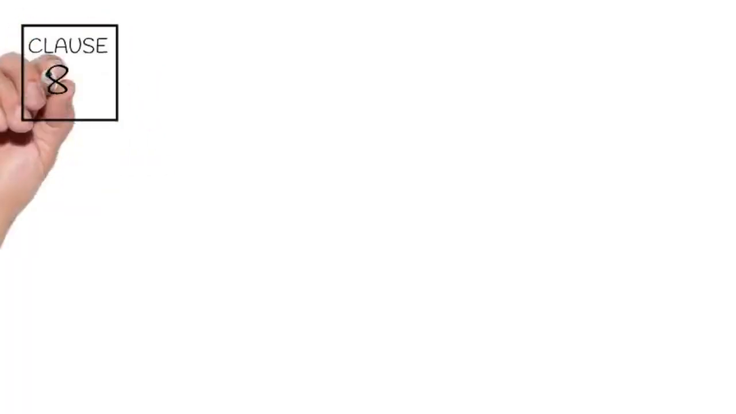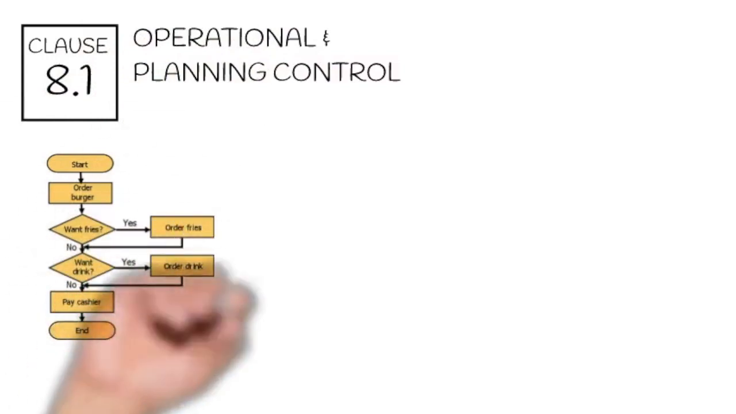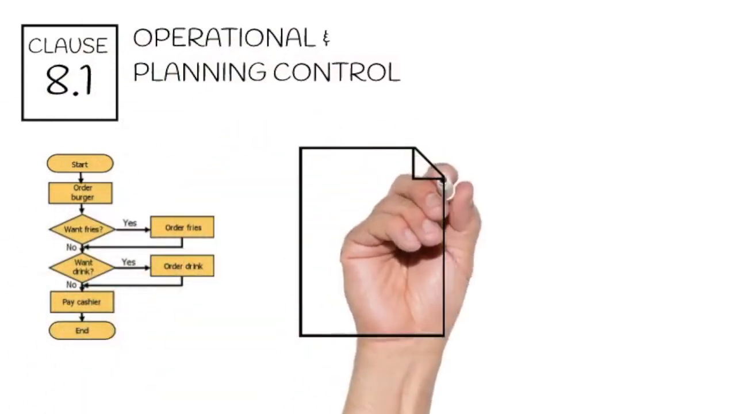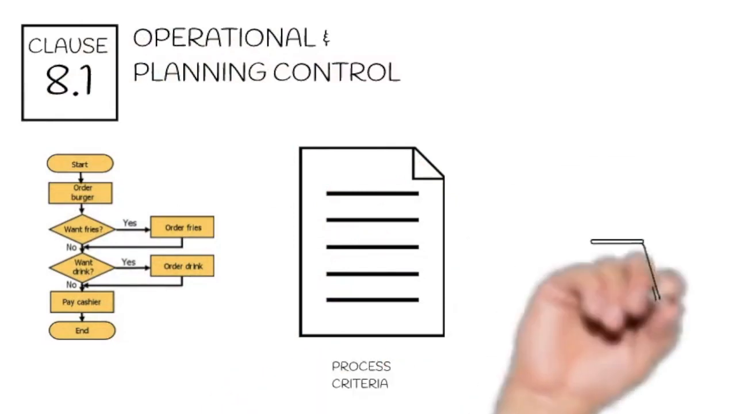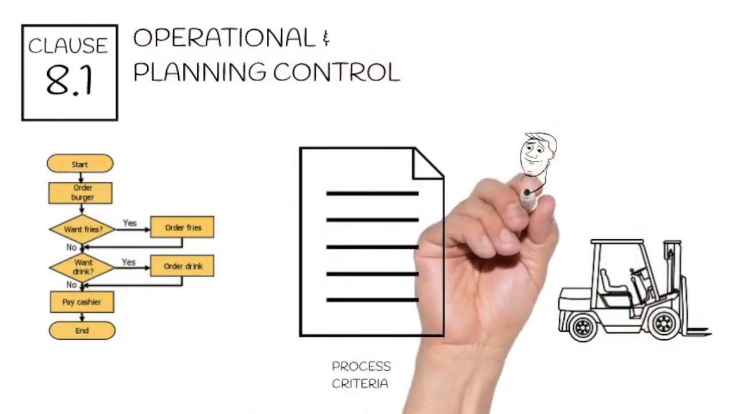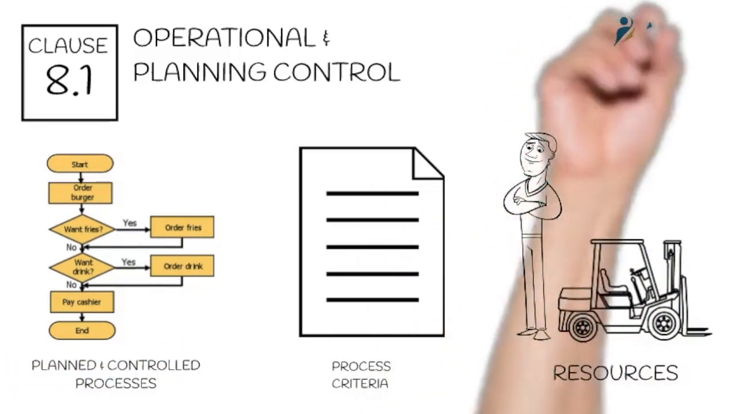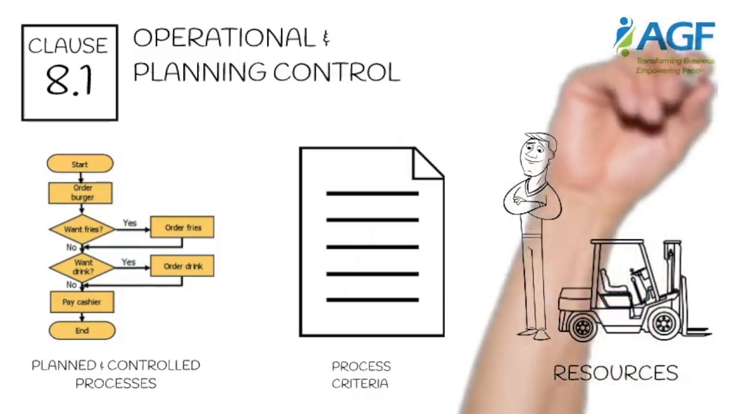Clause 8.1, Operational and Planning Control. This clause requires operation to be conducted through processes that are planned and controlled regardless of whether the organization or an outside party performs the process. A criteria is determined and established for acceptance. The identification of resources needed to achieve conformity is required.